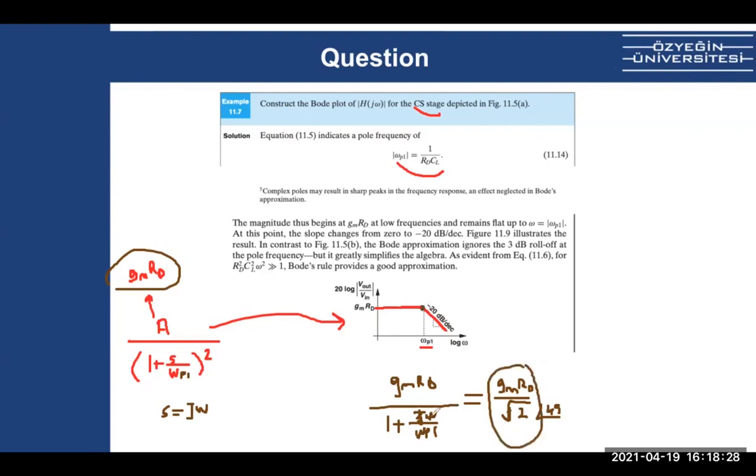When you increase the frequency, frequency increases. This is the drop. 20 dB per decade.